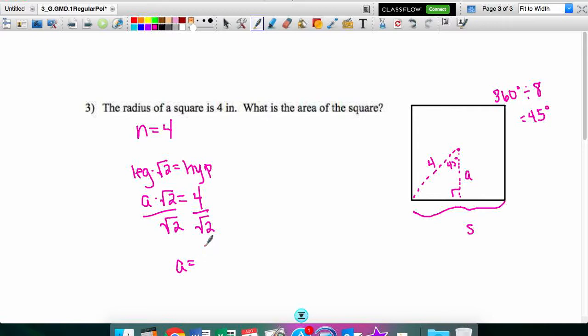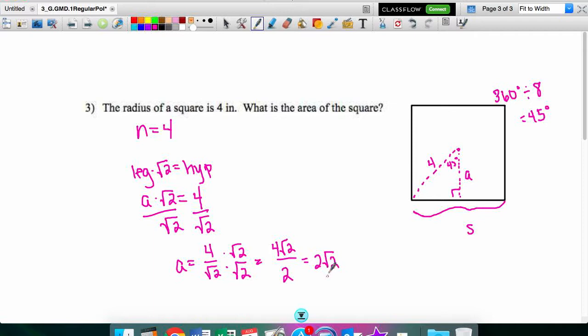This gives us an apothem of 4 over radical 2, and because we typically don't like our radicals in the bottom, I'm going to go ahead and rationalize. And this is a technique we learned back in a previous unit. The numerator, we have 4 radical 2, and the denominator, radical 2 times radical 2, gives us a regular 2. Simplifying just a little bit more, the 4 divided by 2 will give us a 2 radical 2. So here's our apothem, 2 radical 2.